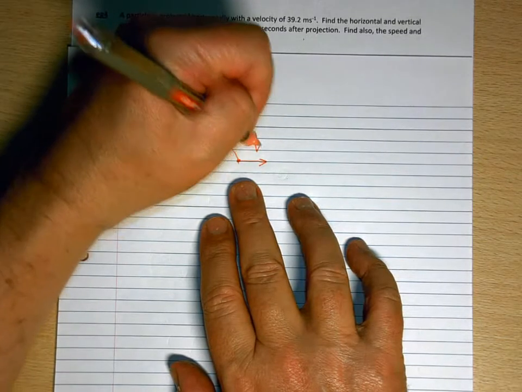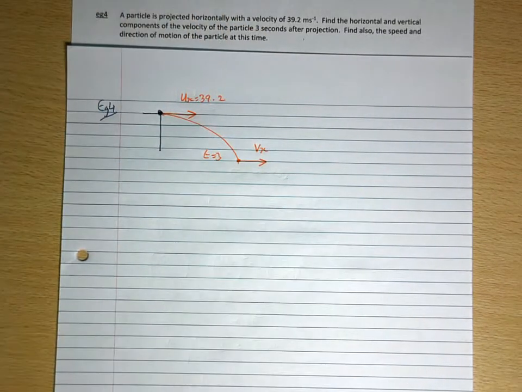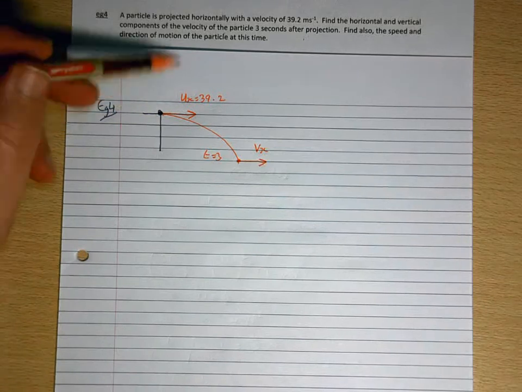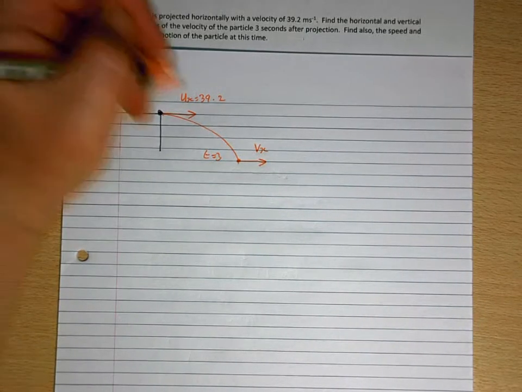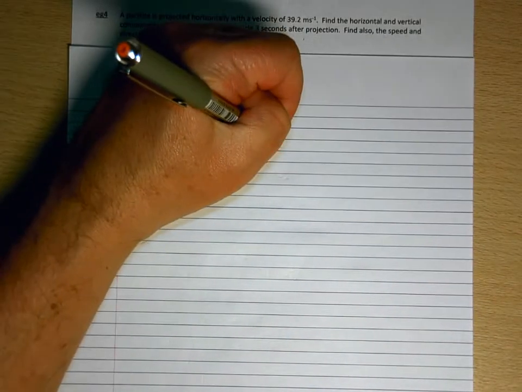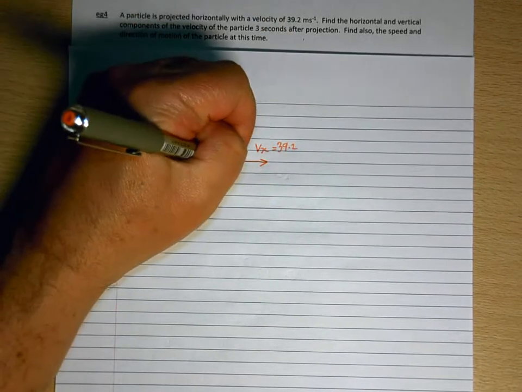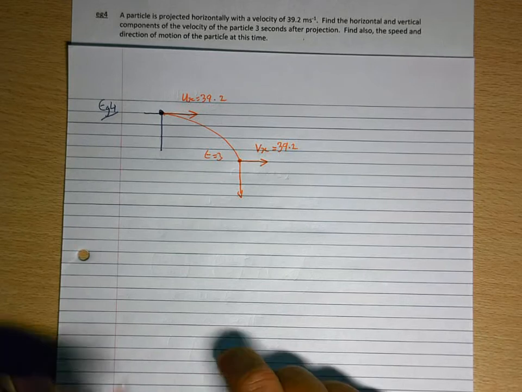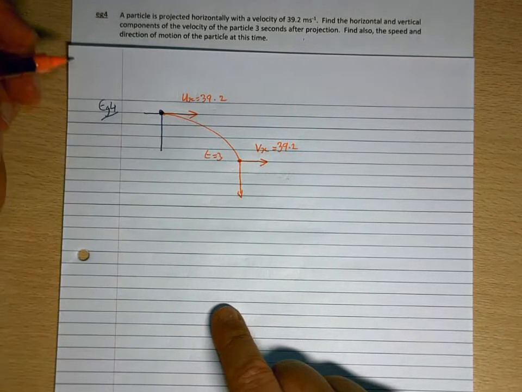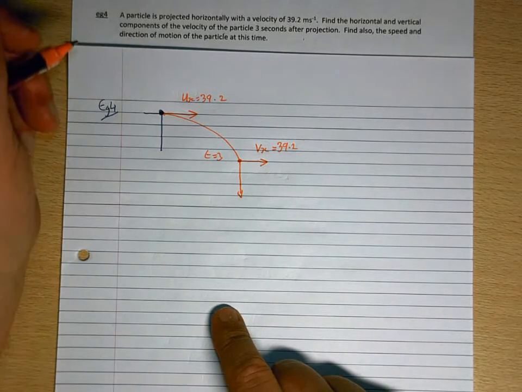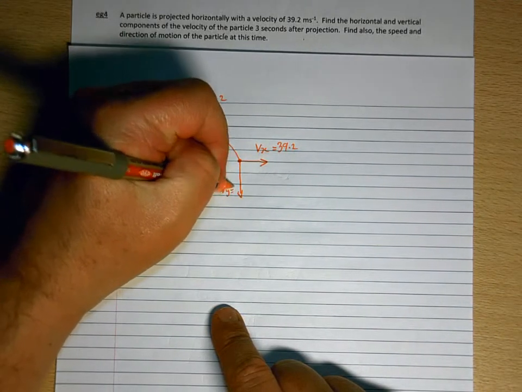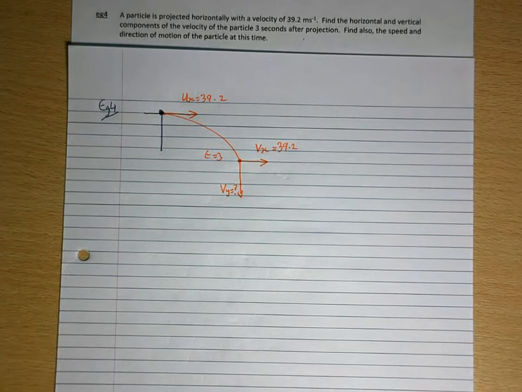So it's going to have a horizontal component of velocity, which, as we mentioned earlier, because there's no acceleration in the horizontal direction, the Vx and the Ux always remain the same. So I know that that is 39.2. What I don't know is what the vertical component is going to be. So I don't know Vy.